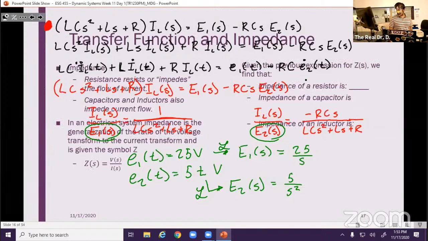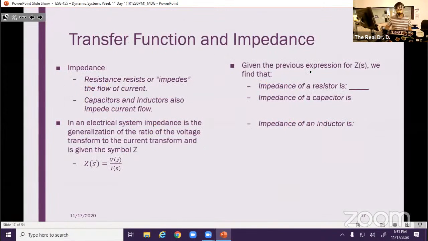So let's talk about impedance. It might surprise you to know that resistance impedes the flow of current. It stops the flow of current, it slows it, it impedes it. But it turns out that capacitors and inductors also impede the flow of current to some point.